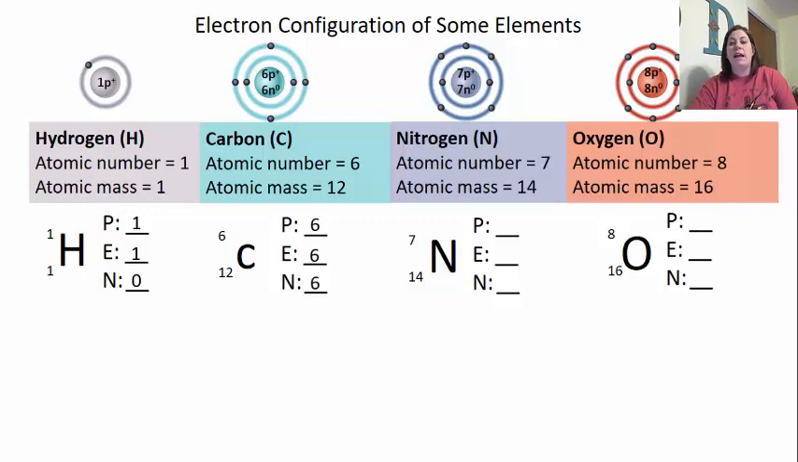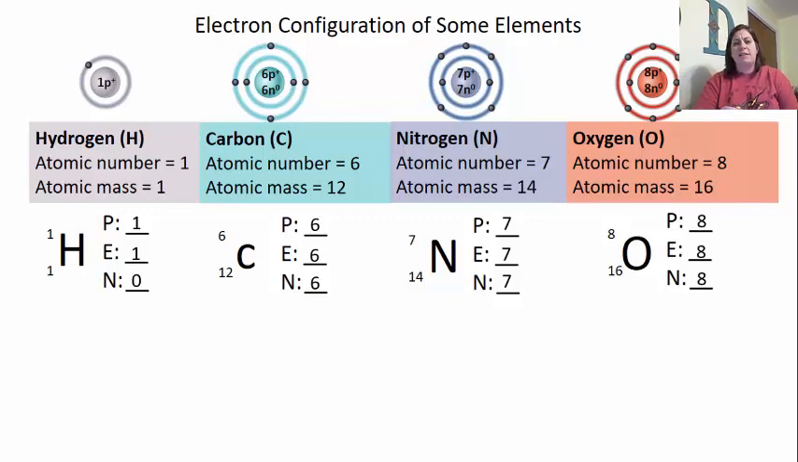If we move over here to nitrogen, you'll see that the atomic number is 7, therefore there are 7 protons. There's also going to be 7 electrons as well as 7 neutrons. Now if you look at oxygen, we see that the atomic number is 8, therefore there are 8 protons, 8 electrons, and 8 neutrons.